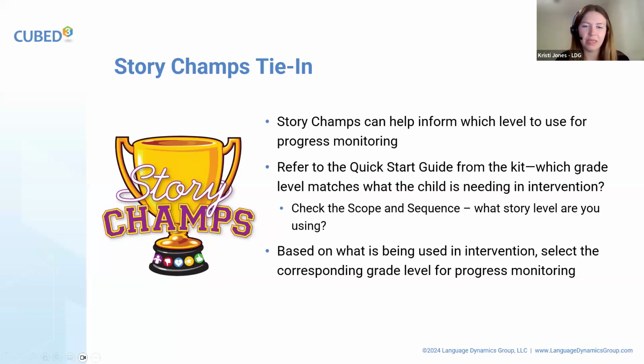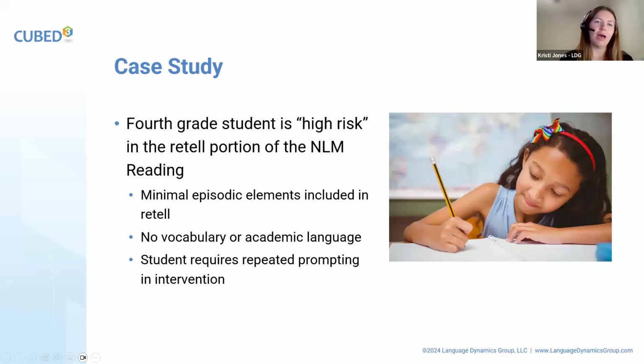So let's have a mini case study, per se. Let's say we have a 4th grade student who is at high risk in the retell portion of the NLM reading. So there are minimal episodic elements included in the retell. And remember, refresher, episodic elements means problem, action, consequence, ending. So minimal episodic elements, little to no vocabulary or academic language, and the student requires repeated prompting and intervention. I would want to take this back to a kindergarten or 1st grade level.